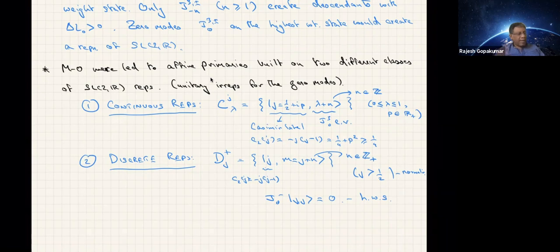And you can write a conjugate representation D_j minus, where m is equal to minus j minus n. So if this was a lowest weight representation, that would have been a highest weight representation. But they are conjugates to each other, and we will not consider them separately. So these will be the representations that will be essentially important for us.